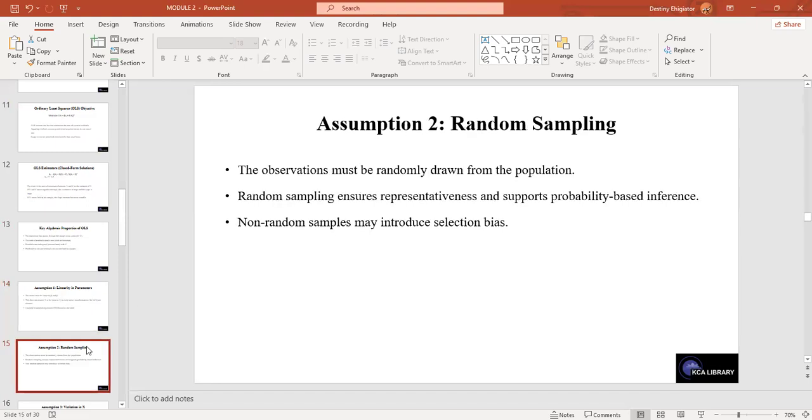Assumption 2, random sampling. The observations must be randomly drawn from the population. Random sampling ensures representativeness and supports probability-based inference. Non-random samples may introduce selection bias.